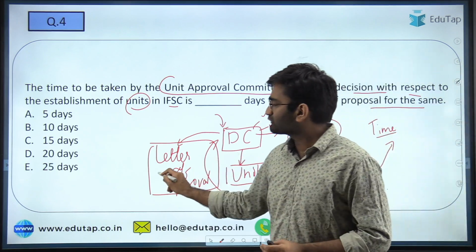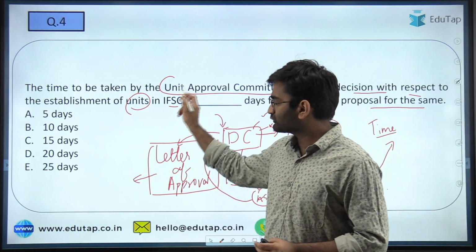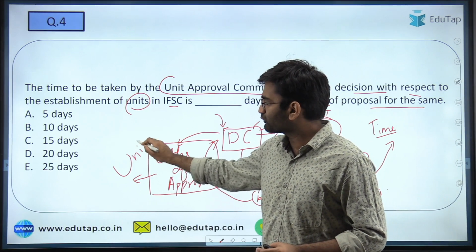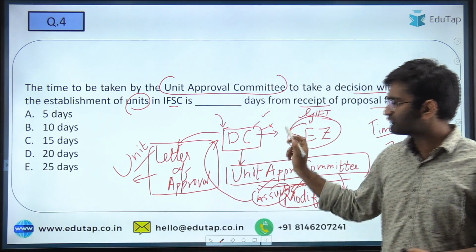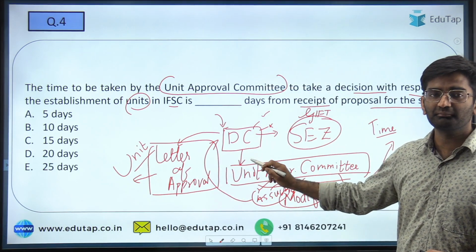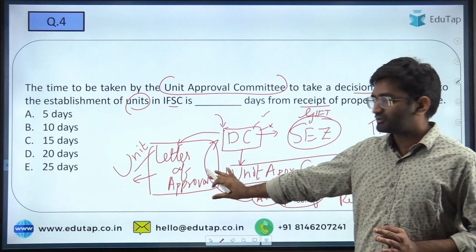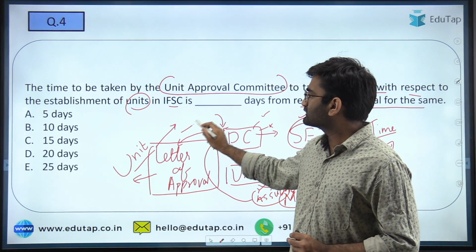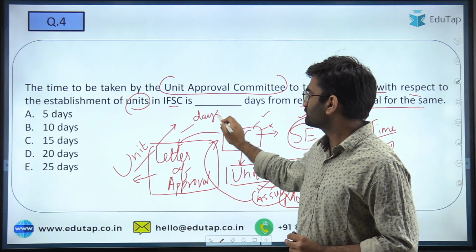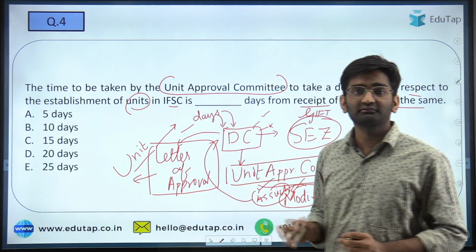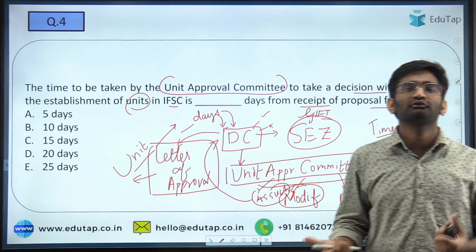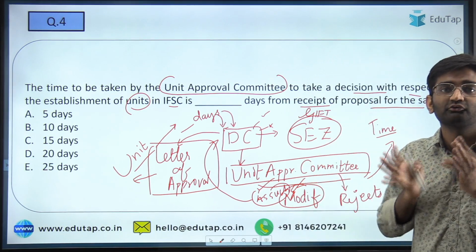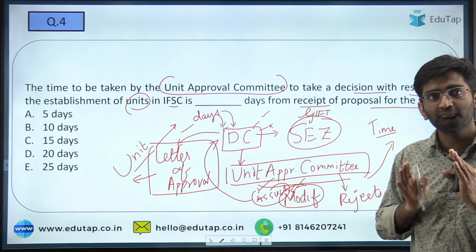And after the letter of approval has come, whether the unit is okay with the conditions that have been put by the development commissioner, which are given in the letter of approval or not, that decision has to be conveyed within certain days to the development commissioner. And if that decision is positive, the entity is going to have its unit established in the IFSC. I hope this is clear.